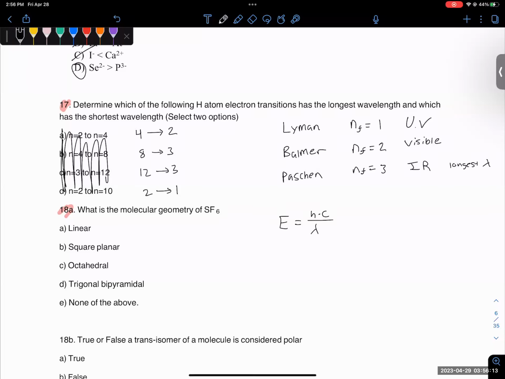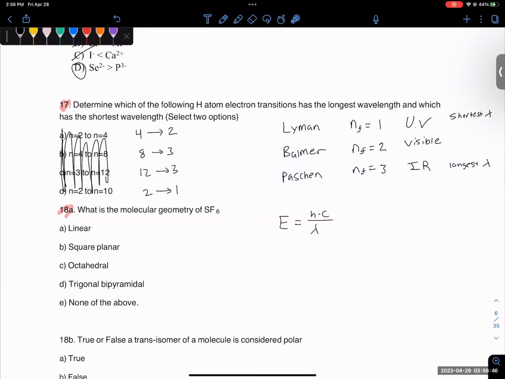And the shortest one would be which one? UV, right? Because it's going to have the highest energy. And we know from this equation that energy and wavelength are inversely proportional, so the greatest energy has the shortest wavelength. So from this, we can deduce which one has the longest wavelength and the shortest wavelength. Let's start with the longest wavelength.